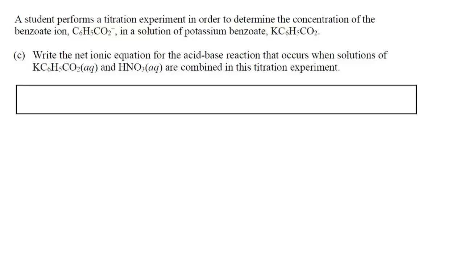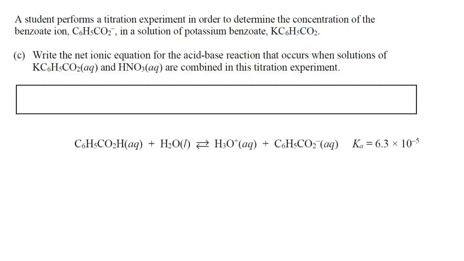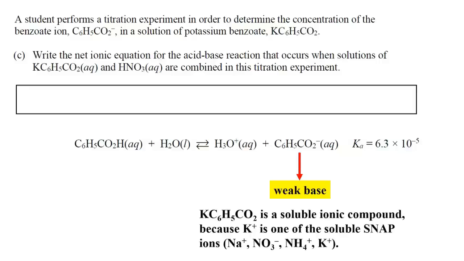So we're actually switching from talking about benzoic acid. As you had seen earlier in part A of this question, it was about the behavior of benzoic acid. Now we're talking about a reaction between the weak base, the benzoate ion, and a strong acid, nitric acid. So what I'm going to do is start with writing the net ionic equation for the acid-base reaction that occurs in this titration experiment. Potassium benzoate is a soluble ionic compound, and we know this because potassium, K+, is one of those soluble snap ions that you learned earlier. So potassium and any negative ion should be a soluble compound.